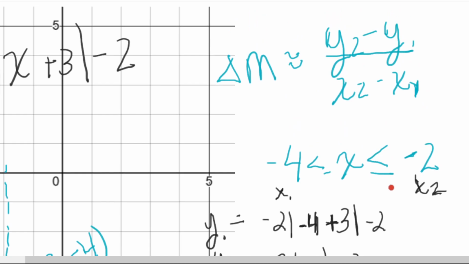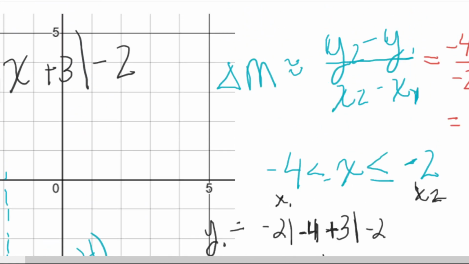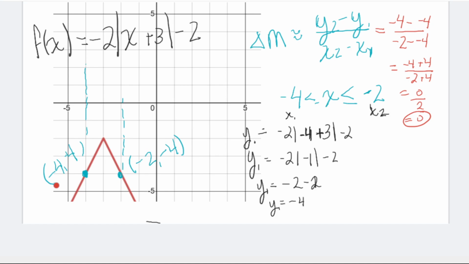And then I could just use the slope formula. All right, so y2 of negative 4 minus y1, which is negative 4, divided by x2 minus x1, so negative 2 minus negative 4. These double negatives cancel out, so I have negative 4 plus 4 divided by negative 2 plus 4. Negative 4 plus 4 gives me 0, and negative 2 plus 4 gives me 2, and 0 divided by 2 is 0.